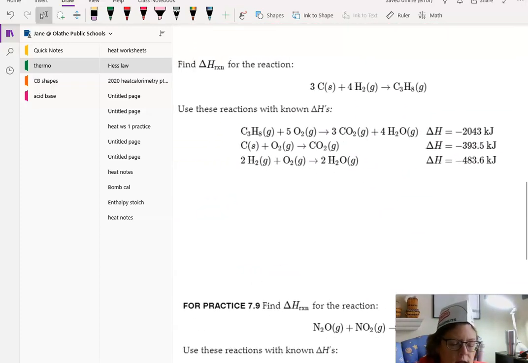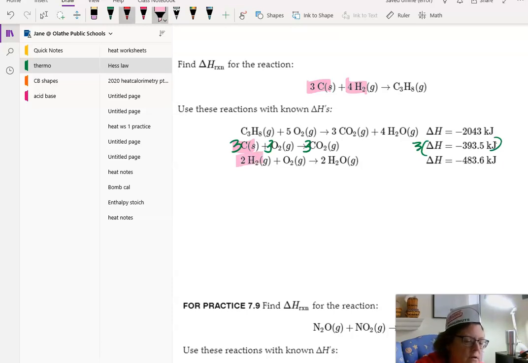All right, the next one, same story. Okay, we start with 3 carbons. We have a carbon here. There's only one, so I'm going to multiply everybody in this one by 3. We have 4 hydrogens here. There's only 2 here. So we need to multiply everybody here by 2. So 2 times 2 would be 4.